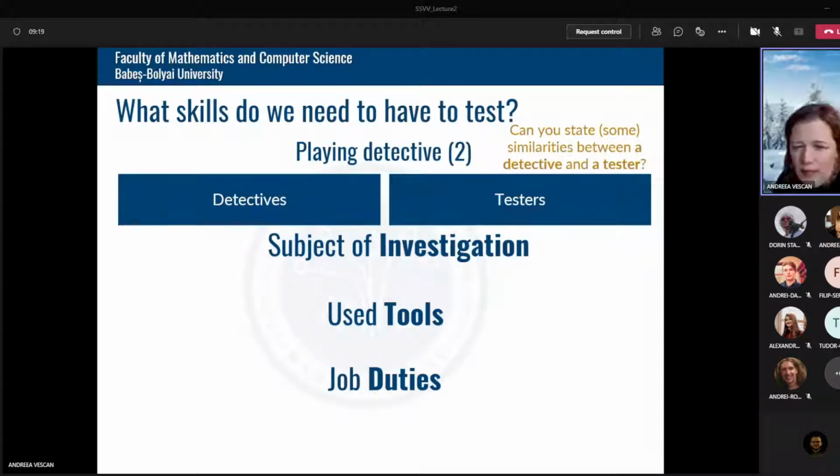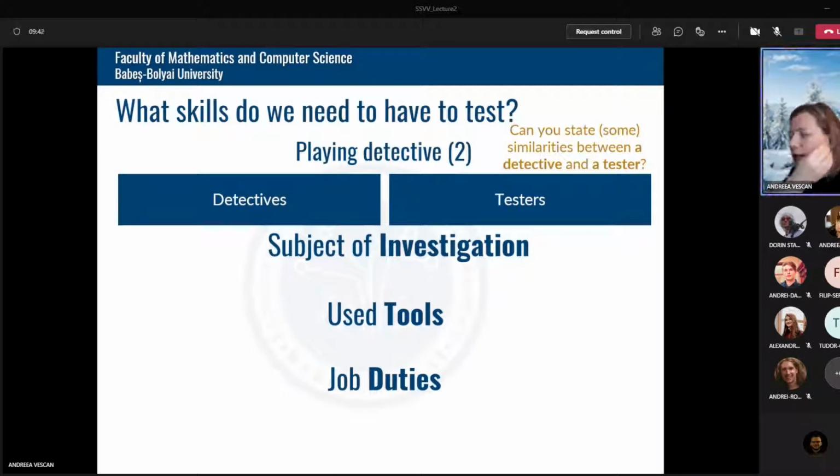Okay, and how about the duties? What do you think the job duties are related to detectives and testers? What do they have to do associated to the duties? They must be unbiased. Yes, very good. It's very difficult to be, especially when you test your own program, right?